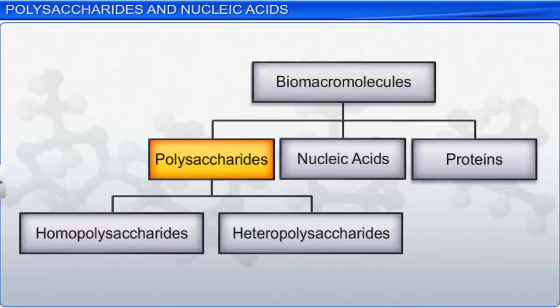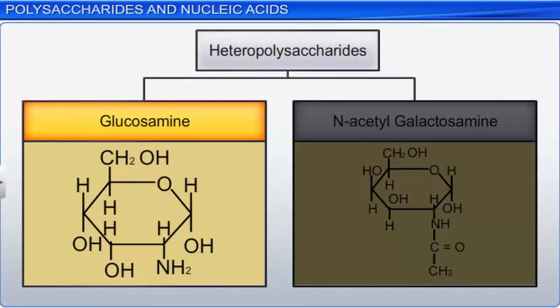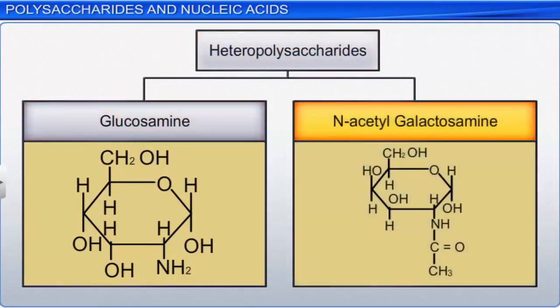Polysaccharides, which are formed of more than one type of monosaccharide unit, are called heteropolysaccharides or simply heteropolymers. They are complex in nature, with amino sugars and chemically modified sugars as building blocks. Glucosamine and N-acetyl galactosamine are examples of heteropolymers.